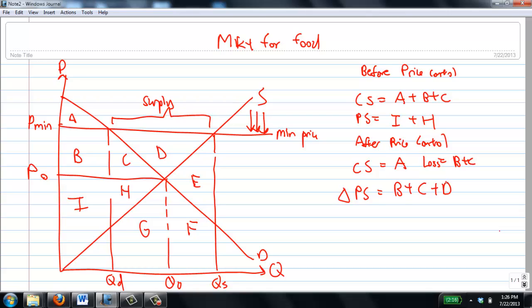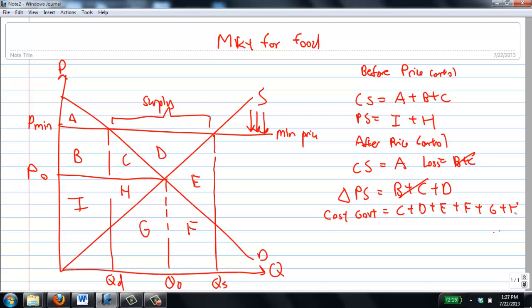Now, it is clear from this demonstration that the gain B plus C comes from the consumers' loss of consumer surplus. So in a sense, B plus C is a transfer from the consumers to the producers. So what's left is D. But we have not yet factored in the cost to the government. So the cost to the government when it comes to this price control, because now the government is committed to buying all the unsold food at P minimum, is actually C plus D plus E plus F plus G plus H.